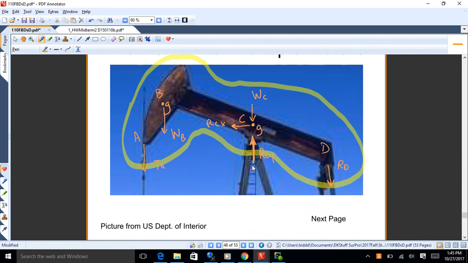Okay. And then I've got center of gravity for the armature, and then for that head there, I've got a second center of gravity. So that's what I've come up with on that.